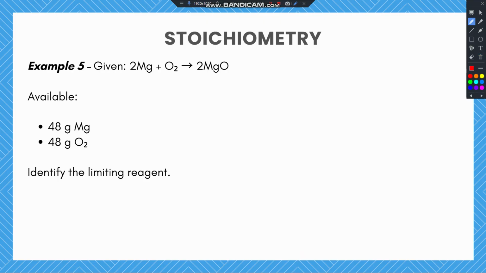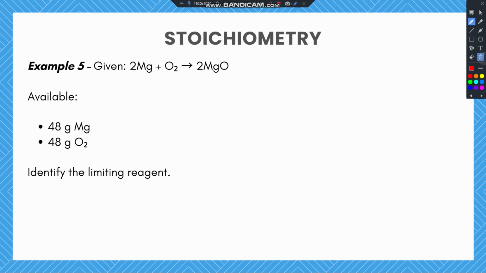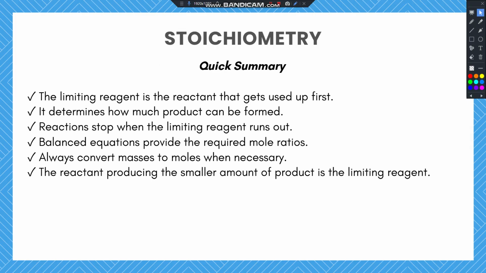So let's write that data out. First, we have magnesium produces 2 moles of magnesium oxide and oxygen produces 3 moles of magnesium oxide. Which one is less? From the two of them, you can see that the lesser one is this. So therefore, magnesium is the limiting reactant. So can you see how that was done? The first thing we did was to convert into moles. Then we found out how much product each reactant can produce. The one that was less gave us the limiting reactant. Pretty easy and straight to the point.